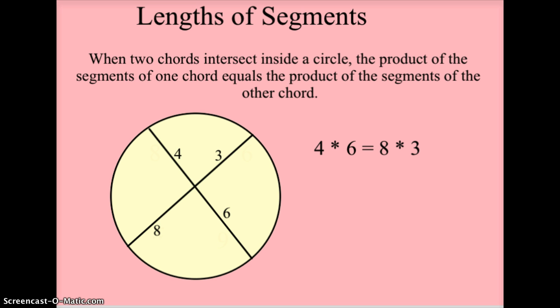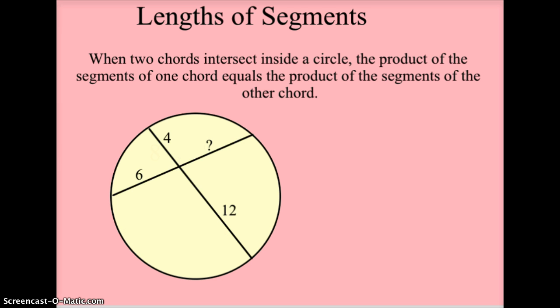The first theorem says when two chords intersect inside a circle, the product of the segments of one chord equals the product of the segments of the other chord. Looking at the two chords on the inside, 4 times 6 equals 3 times 8. If you try this problem, you would set it up as 4 times 12 equals 6 times x. 4 times 12 is 48, so 6 times x equals 48, and x equals, let me know.